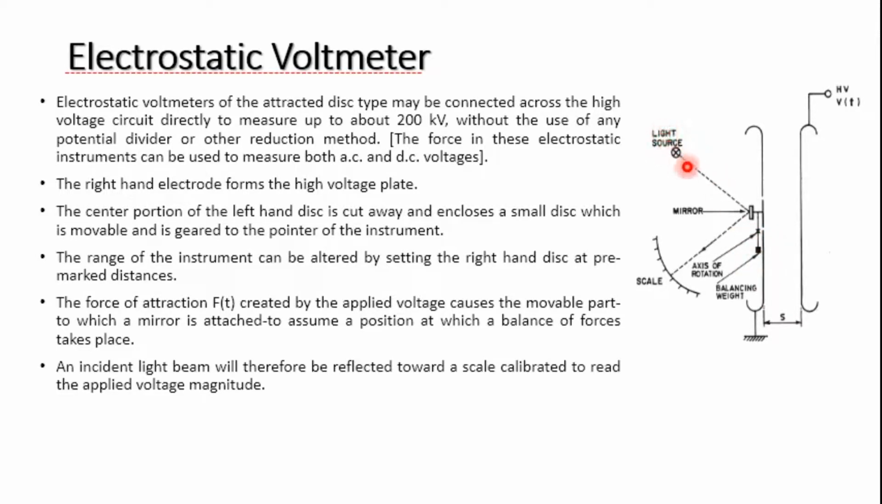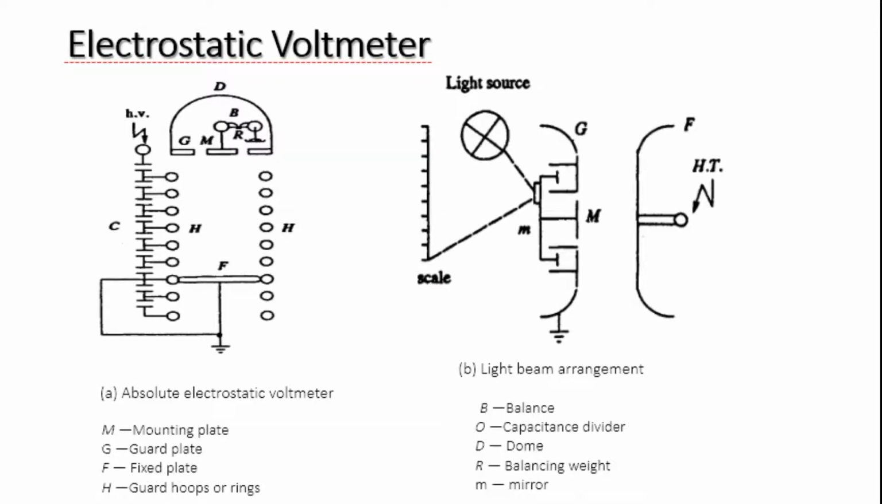The light falling onto the mirror will be directed towards the scale, and this scale will give the predetermined values, calibrated previously, to measure the force exerted between the elements in terms of the voltage. So this is nothing but the schematic representation of the electrostatic voltmeter. This is a circuit diagram of the electrostatic voltmeter.